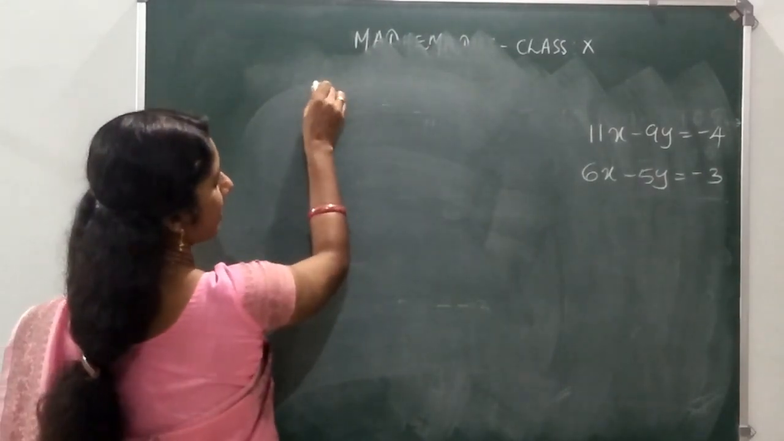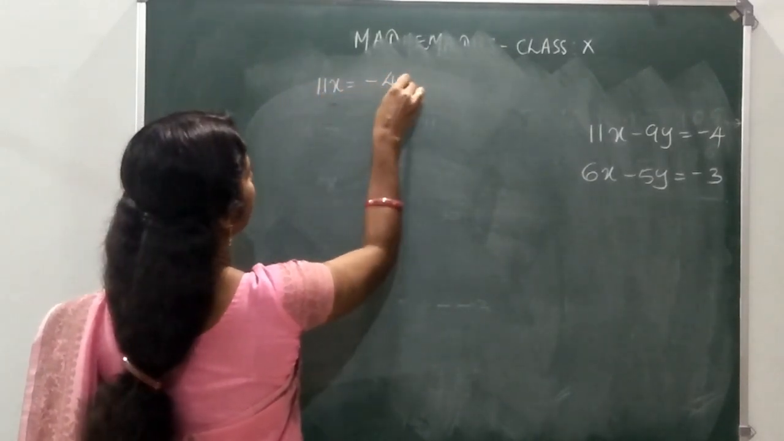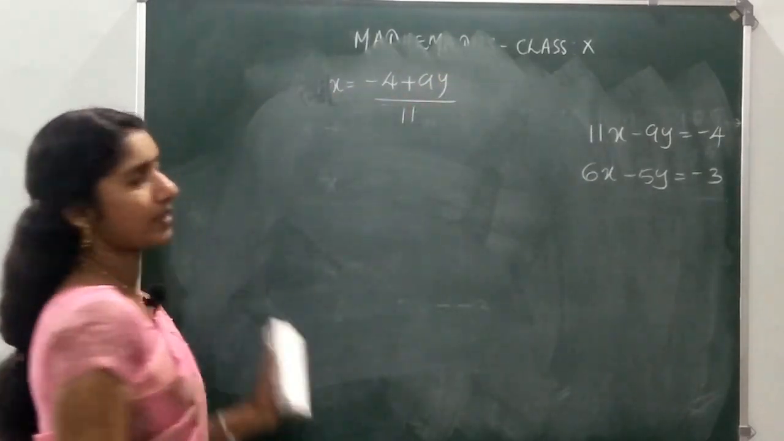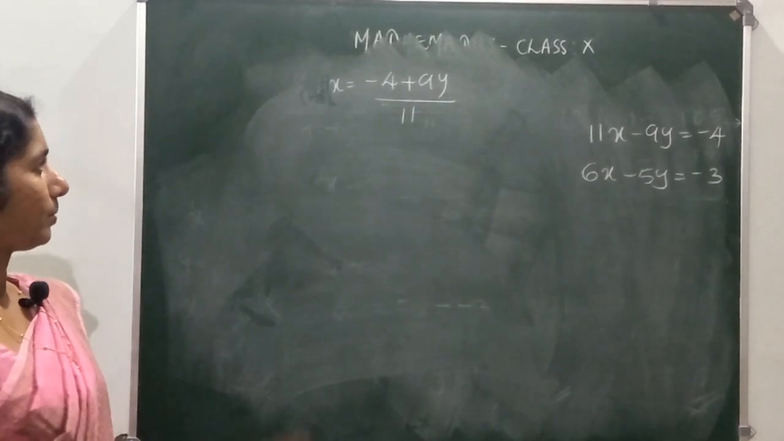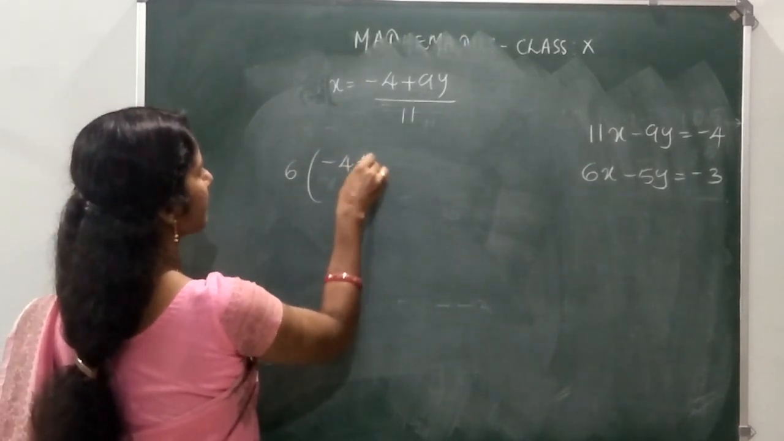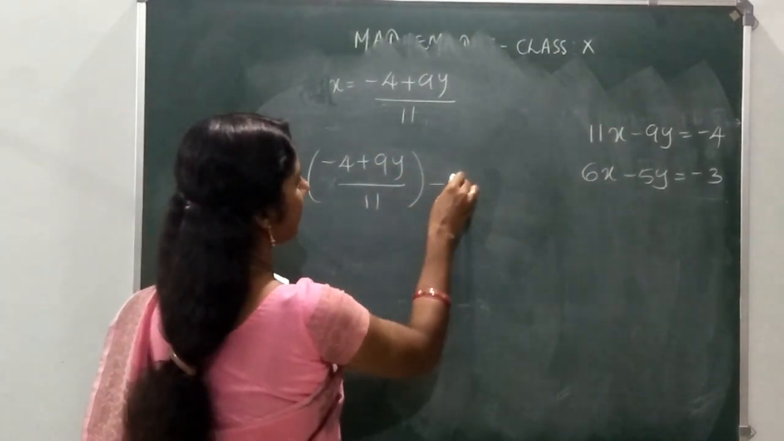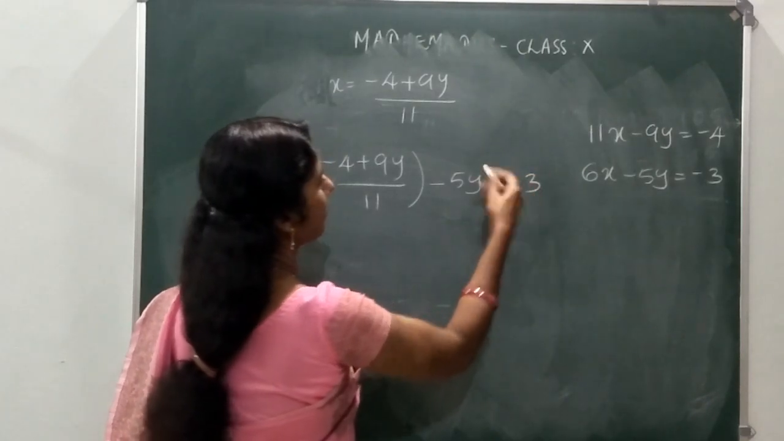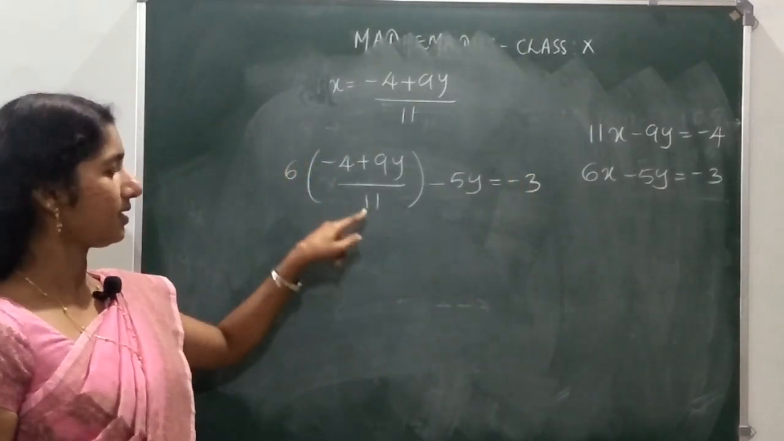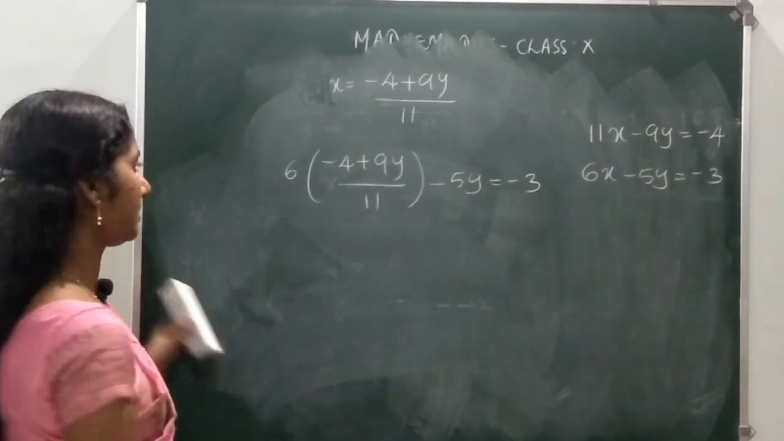From the first equation we can write 11x is equal to minus 4 plus 9y. So, x is equal to minus 4 plus 9y by 11. Put that value in the second equation. 6 into minus 4 plus 9y by 11, minus 5y equal to minus 3. See, denominator is there, it will not cancel. So, we can multiply throughout this equation by 11 to avoid this denominator.